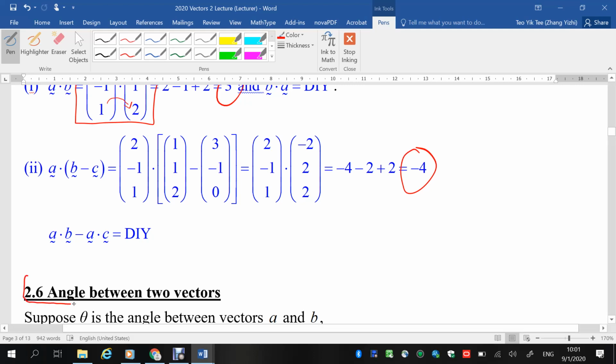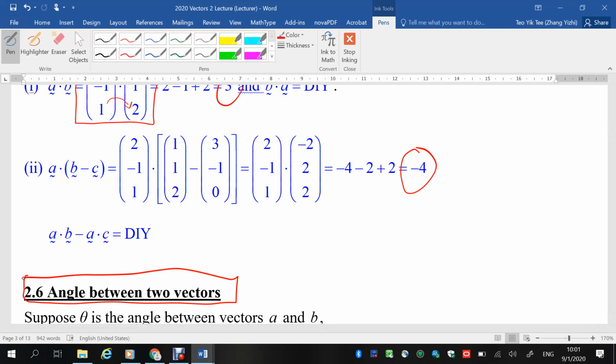Can you go and highlight this header? This 2.6, can you go and highlight? Why I ask you to highlight? Because this is the way by which I hope you can master your vectors. You need to learn by skills.